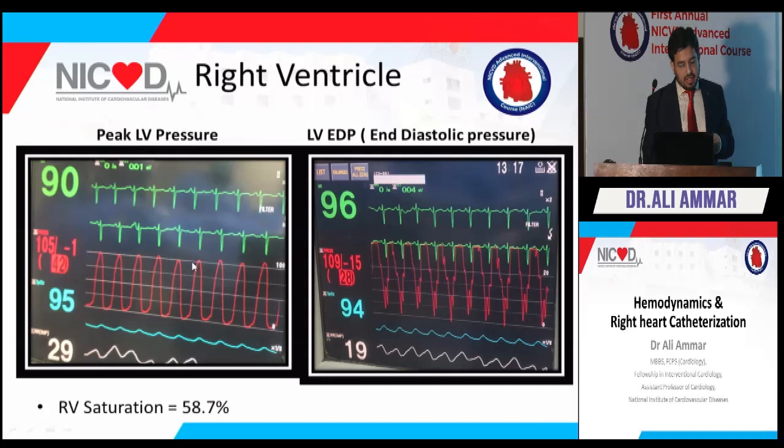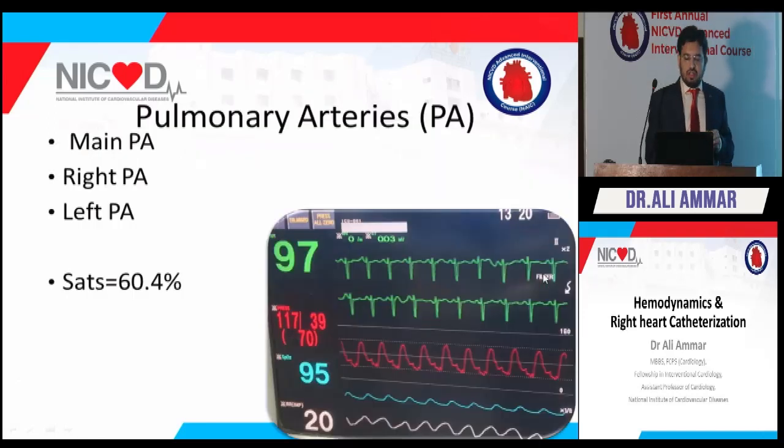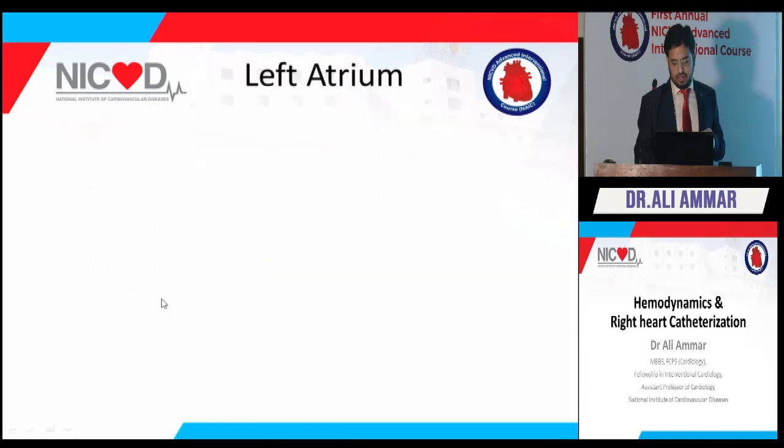Besides diagnosing the peak pressures, it is very important to see the EDP, the end diastolic pressure. After the peak pressure, we have to shift the scale and see the end diastolic pressure by decreasing the pressure scale. After that, we have to see the pressures from the pulmonary artery, main pulmonary artery, right and left, in all segments. The saturation noticed in that patient was 60%.